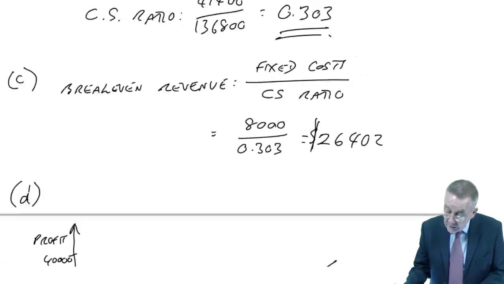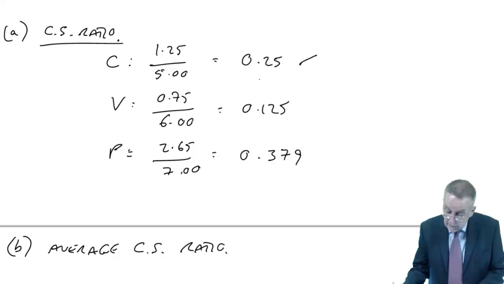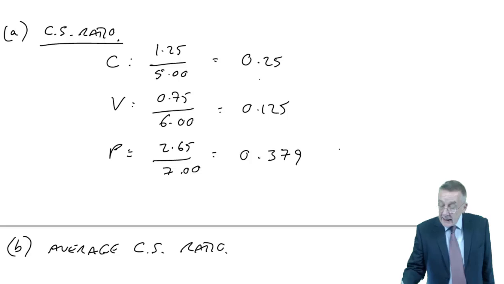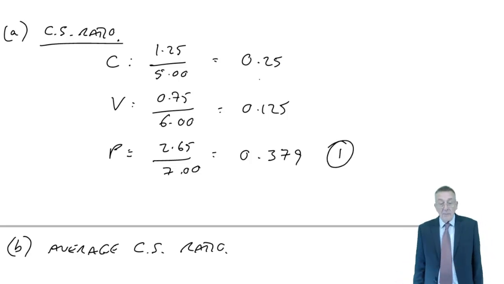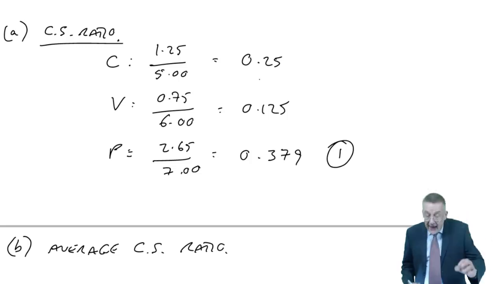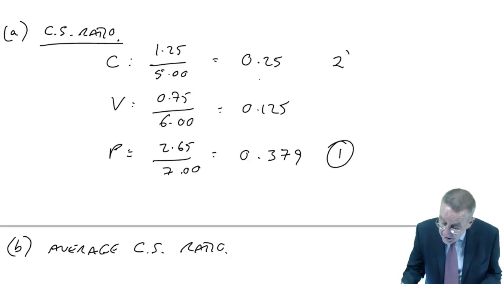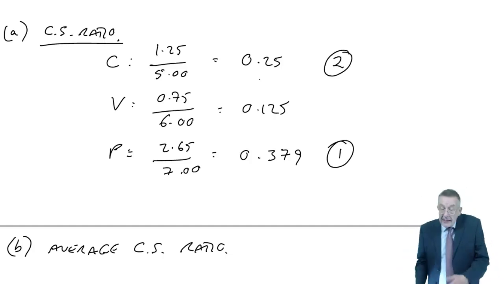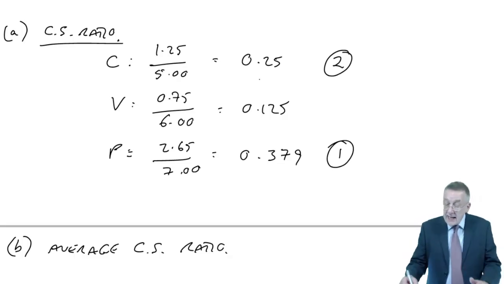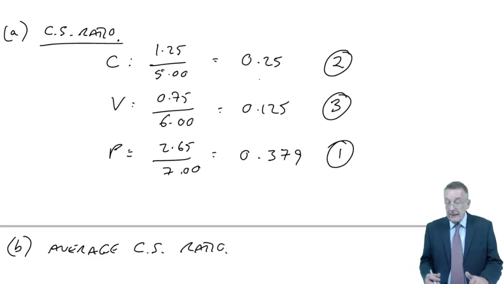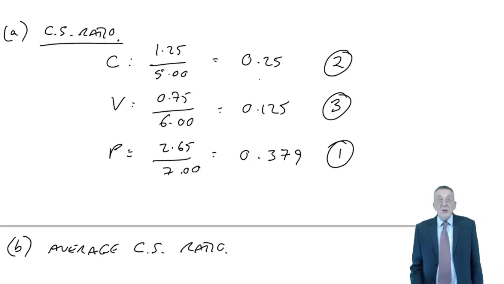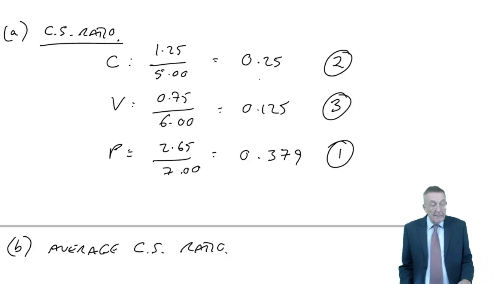So if you go back to the original CS ratios, by far the best was P. And so let's sell P first. And if we manage to sell all 12,000, then we'll go to the next best, which is C. And if we manage to sell all 4,800, we'll go to the next best, V. And so let's do that and see what will happen.